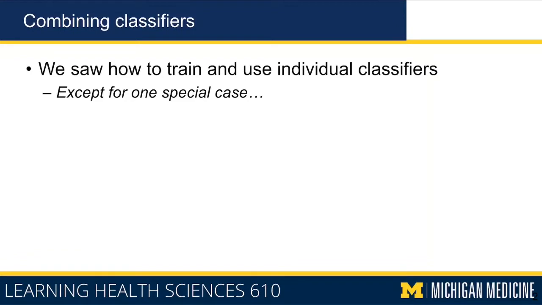Except for one special case. Do you remember which one? I'm going to pause for a few seconds for you to think about one scenario earlier where you build multiple classification models to answer one classification task. If you recall, the case was in support vector machines for multi-class classification, right?